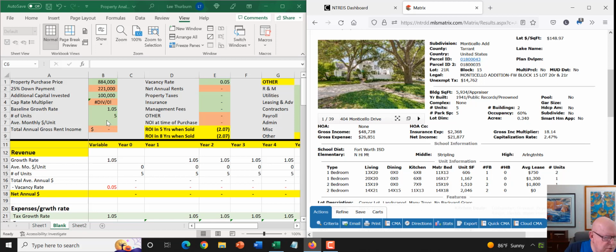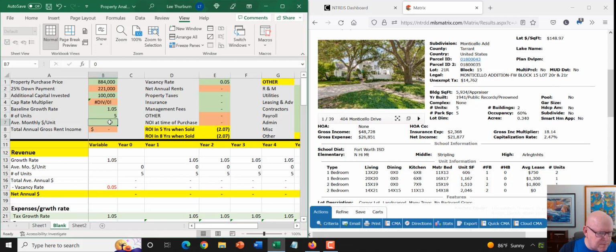So we're going to divide that by 5 and then by 12. We're dividing the total annual rents for all 5 units by 5 units and by 12, and that comes out to $1,360 per month. So we're going to plug in $1,360, and now you see the $81,600 in revenue.